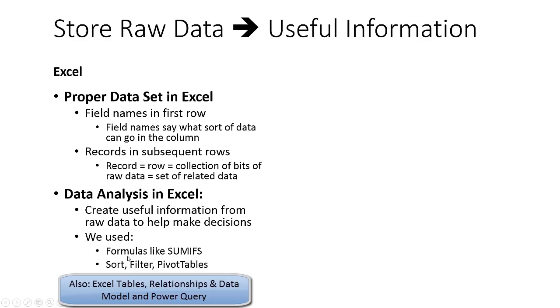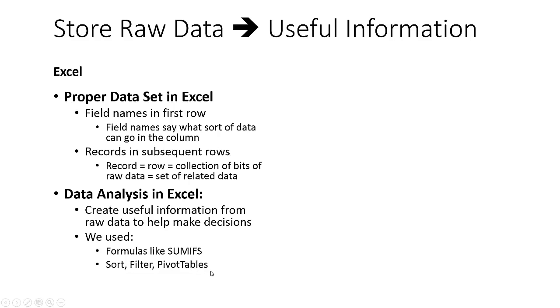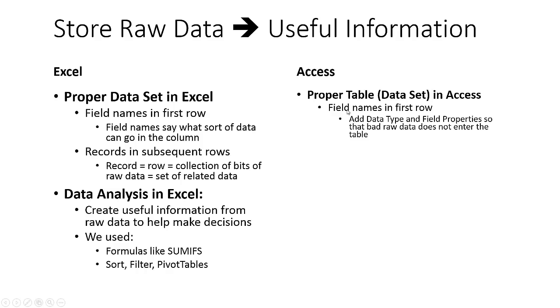Remember, over in Excel, we used formulas like SUMIFs, and we did sorting, filtering, and pivot tables. Those were all examples of data analysis. Now, in Access, we're going to have a proper table, what we called a proper data set over in Excel, but a table. The heart of any database is a table. That's where you store the raw data. Of course, field names will be in the first row.